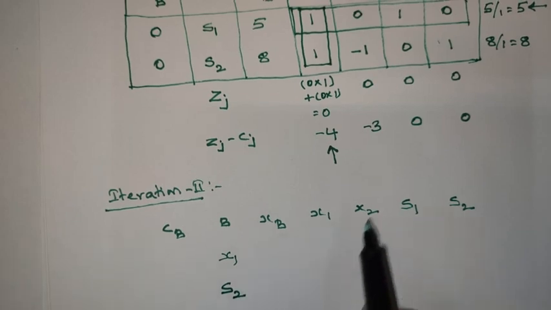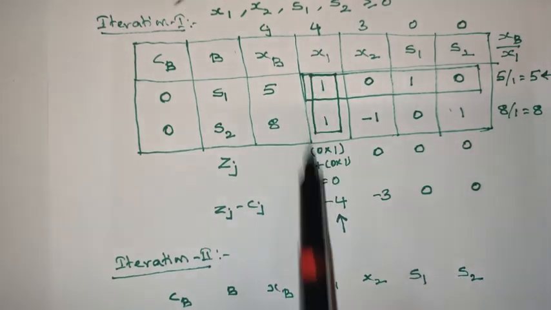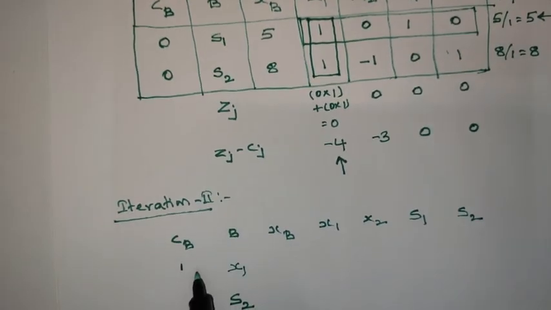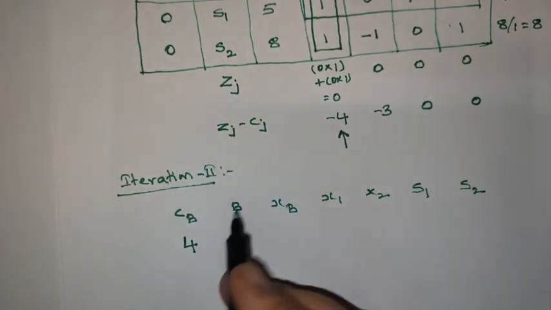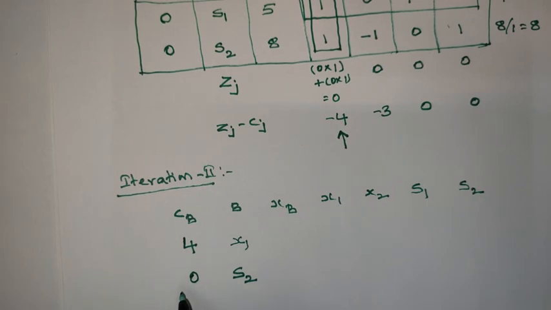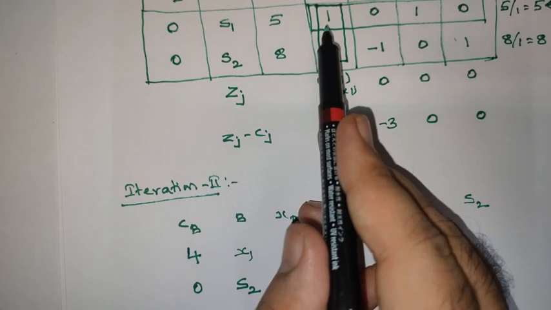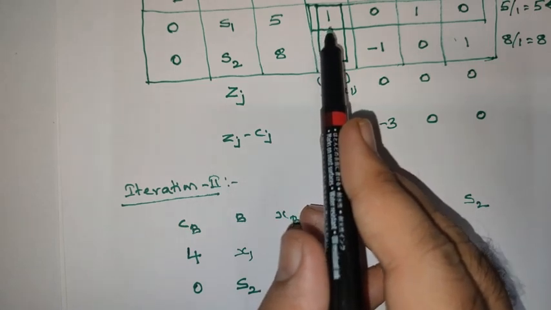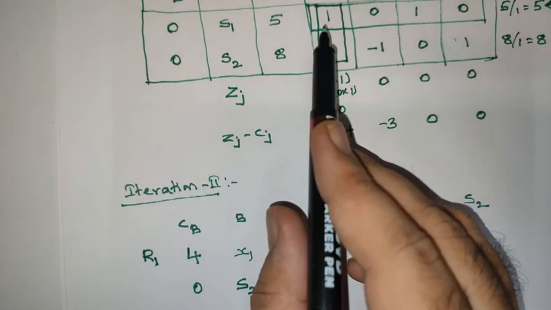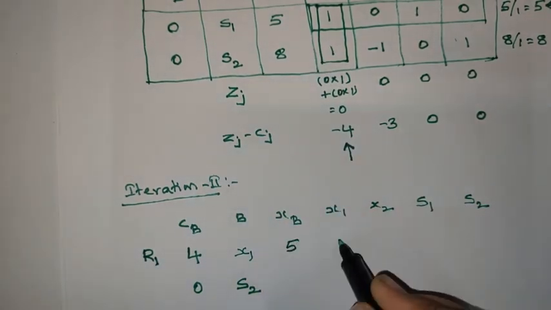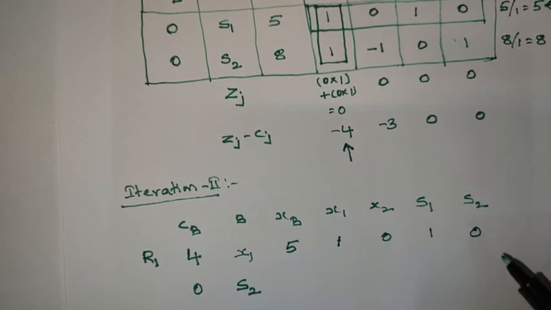So what is X1 coefficient? X1 coefficient is equal to 4. I am writing the same thing here. And what is S2 coefficient? 0. Next, we need to make the key element as 1. So here the key element is already 1, so I am rewriting the same row. I am writing the same row R1 as it is the first row. So 5, 1, 0, 1, 0.